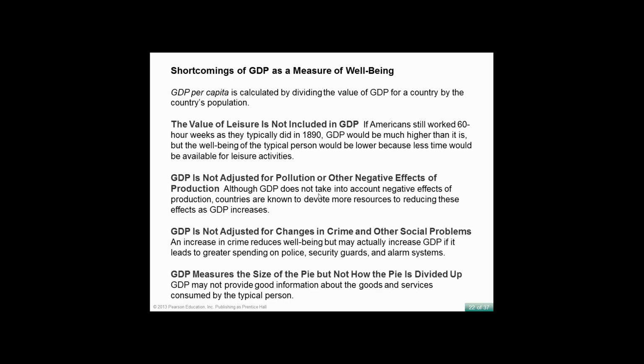GDP is not adjusted for changes in crime or other social problems. An increase in crime reduces well-being, but it may actually increase GDP if it leads to greater spending on police, security guards, etc. But that's not what we want for our country.